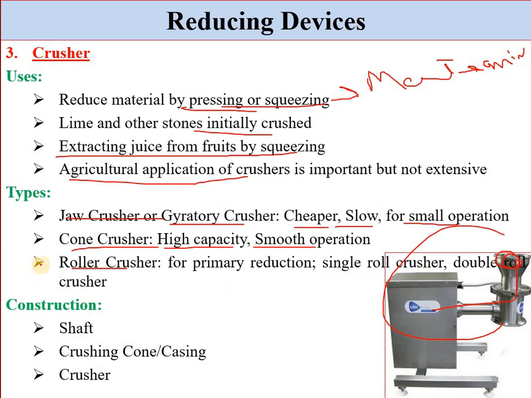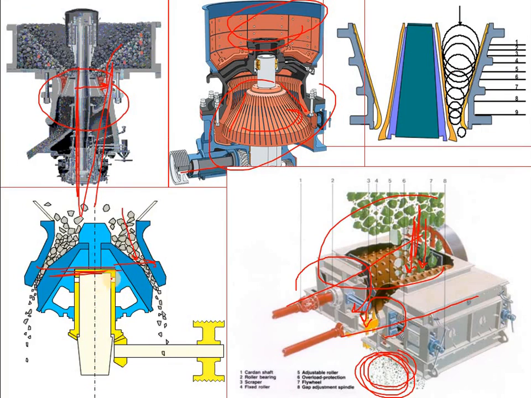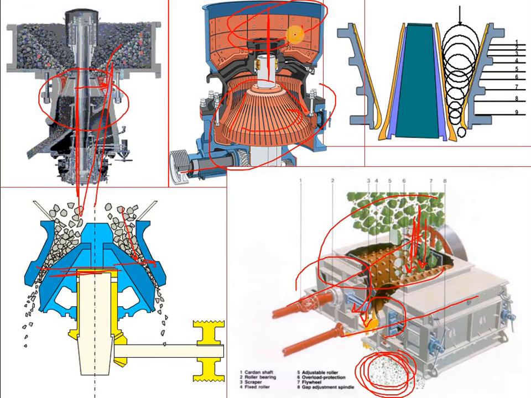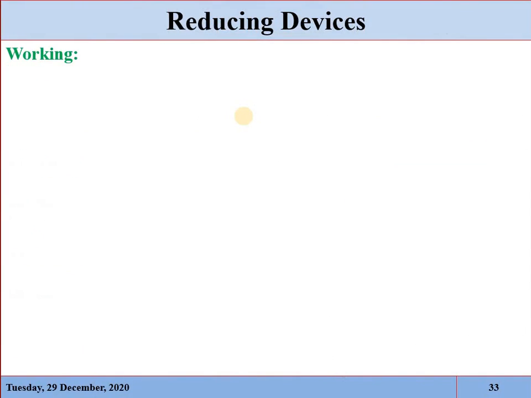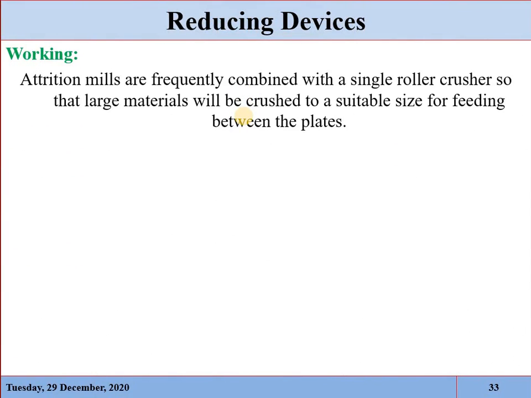The construction is just, you can see that a shaft will be attached for the rotation purposes. One will be the cone or casing and the crusher. Here you can see that this one is the shaft, this one is the casing, and inside that is the crusher. Attrition mills are frequently combined with a single roller crusher so that large material will be crushed. Remember, these crushers are sometimes used as a primary reducing device. The large size product is sometimes reduced by crusher, and then it is reduced by attrition mill or hammer mill.